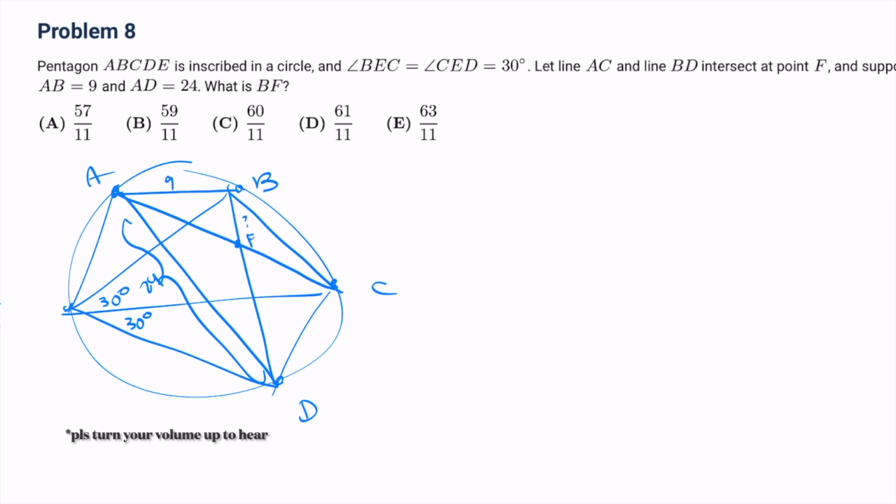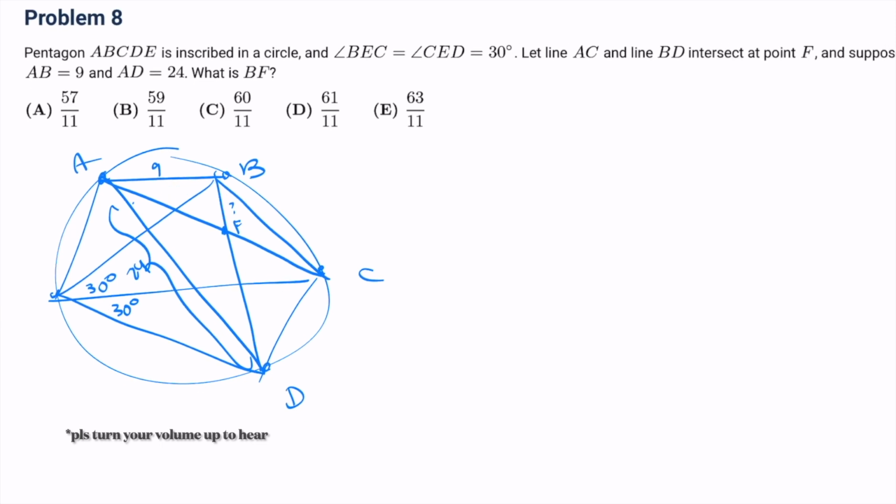Alright, so first, we know that two of the angles are 30 degrees, and we can find that a lot of other angles are congruent to those 30 degrees by finding the angles that cut off the same arcs on the circle. So for example, arc CD is also cut off by this angle and this angle here. And arc BC is also cut off by this angle and this angle.